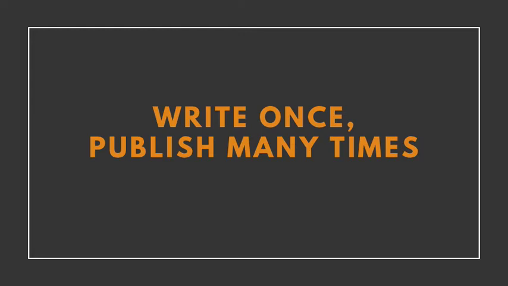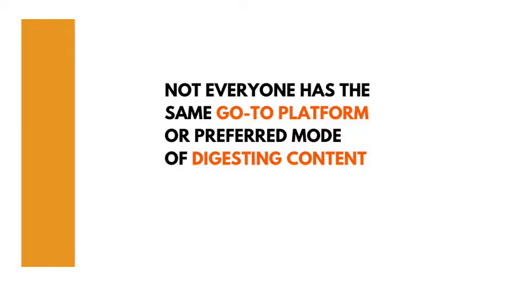Publishing and sharing to different platforms really is a valid way to reach different audiences because not everyone has the same go-to platform. So for example, Twitter versus Facebook. Some people prefer one or the other, or they're paying more attention to one or the other at any given time. Or not everyone has the same preferred mode of digesting content. For instance, written content versus video versus audio, and not everyone is paying close attention to any one medium or platform at any given time. So by doing this, you're increasing the probability that someone will come across your excellent content.